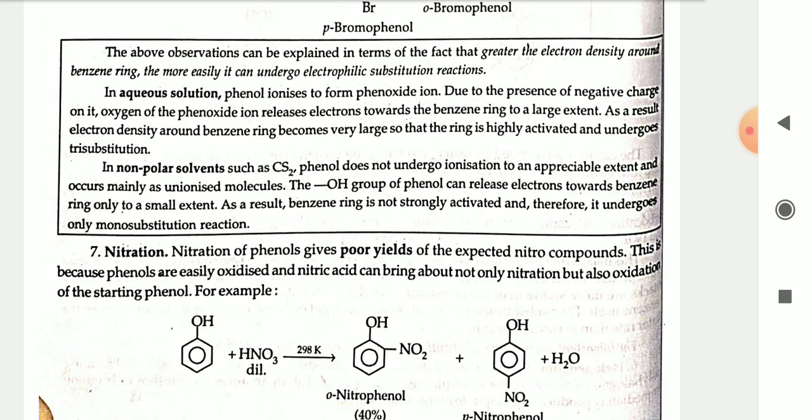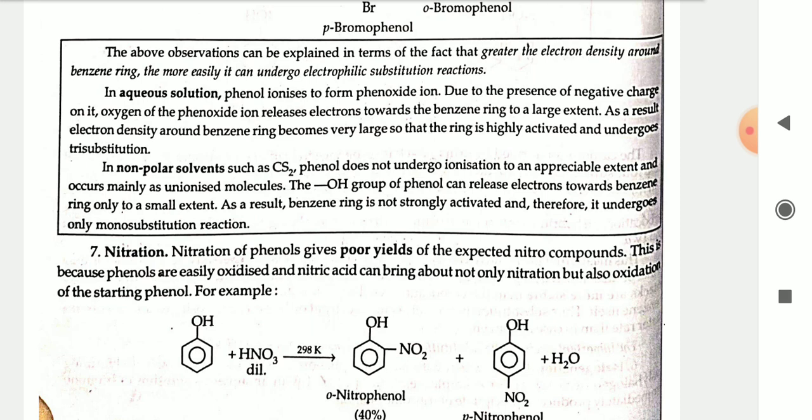In a non-polar solvent such as CS2, phenol does not undergo ionization to an appreciable extent and occurs mainly as an unionized molecule. The OH group of phenol can release electrons toward the benzene ring only to a small extent. As a result, the benzene ring is not strongly activated and therefore it undergoes only mono substitution reaction.